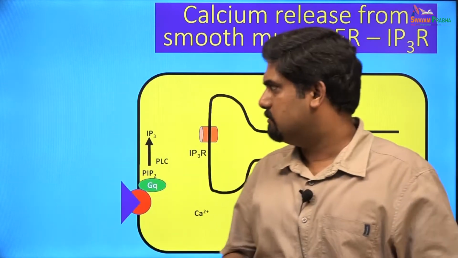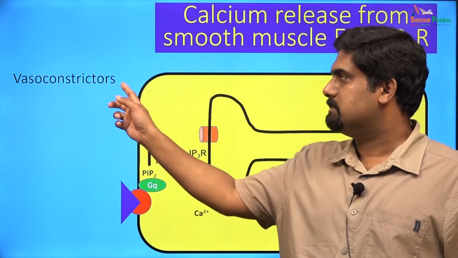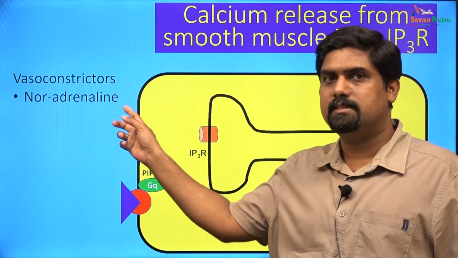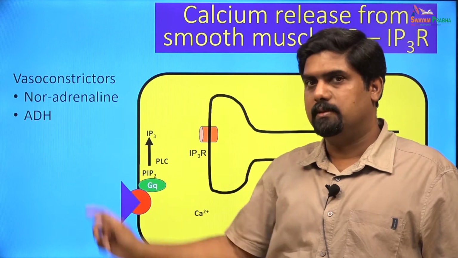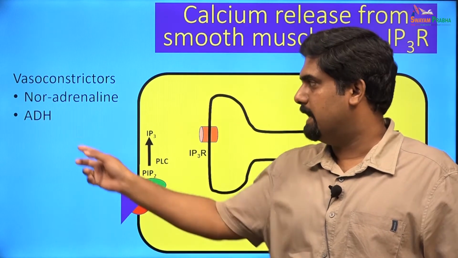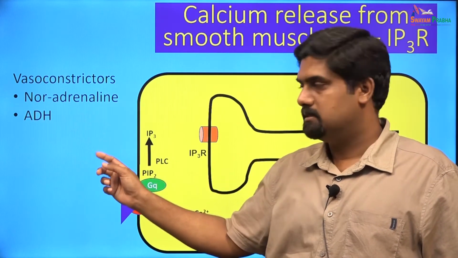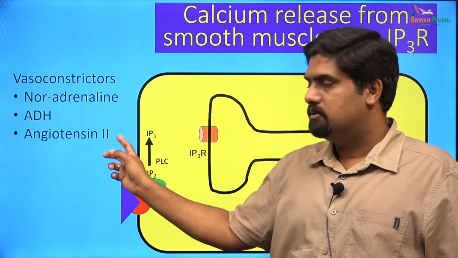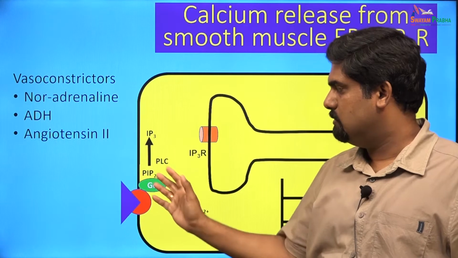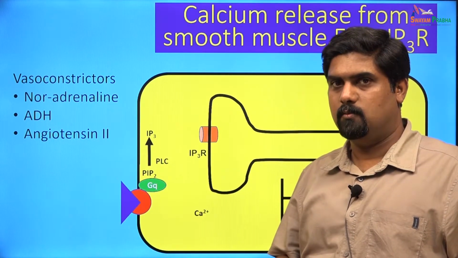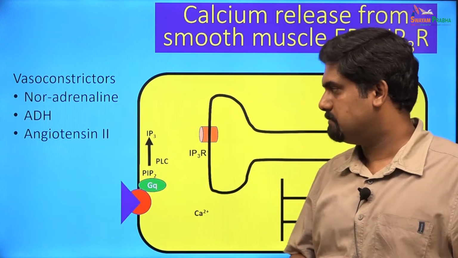So this is the mechanism of action of various vasoconstrictors like noradrenaline, which acts through alpha receptors, ADH or the antidiuretic hormone or the vasopressin that acts through V1 receptors, and the angiotensin II, which acts through angiotensin II receptors. All of these act through this mechanism to cause vascular smooth muscle contraction.